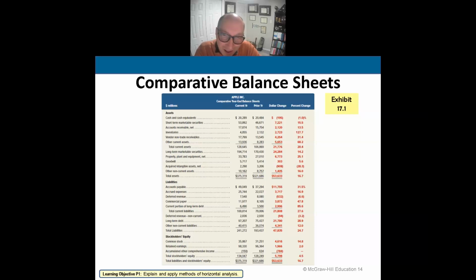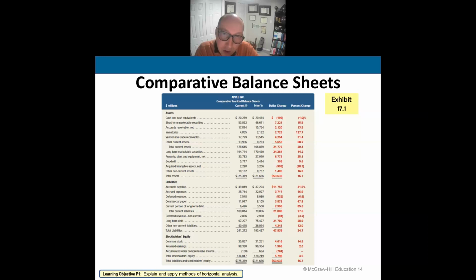So that's this year. Last year, Apple had $321,686 million. That's a lot of millions. So the first thing we do is we find the dollar change. Very easy. You just take the current year minus the prior year. The difference is 53,633.